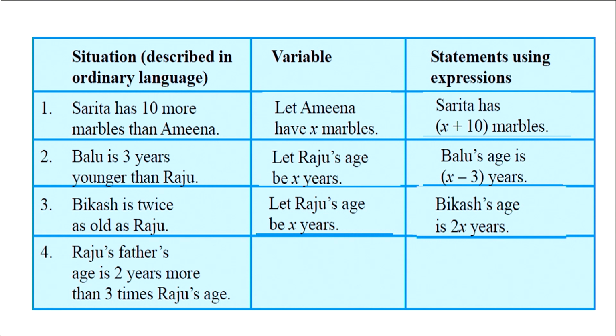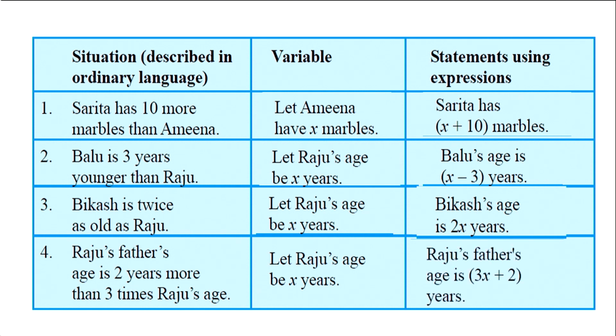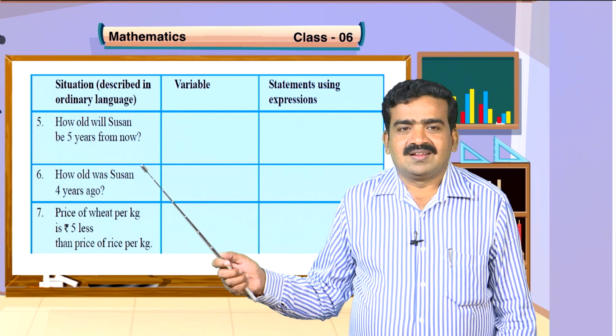Raju's father's age is 2 years more than 3 times Raju's age. How to frame the algebraic expression for this? So, before framing the expression, let us consider Raju's age to be x years. Therefore, Raju's father's age is equal to 3x plus 2 years.